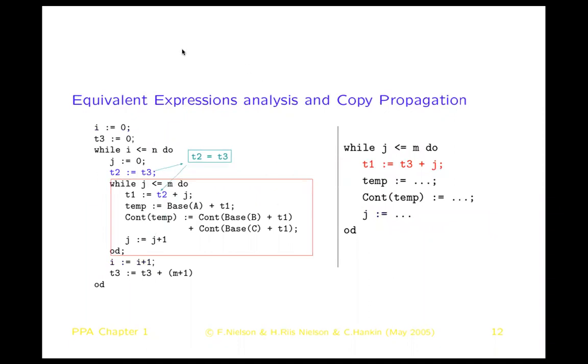So now, one more analysis and transformation pass. Here you have T2 is equal to T3. And if you look at the inner loop, we are using the value of T2. So we are just copying the value. You copy T3 to T2, and then you use T2. That's all.